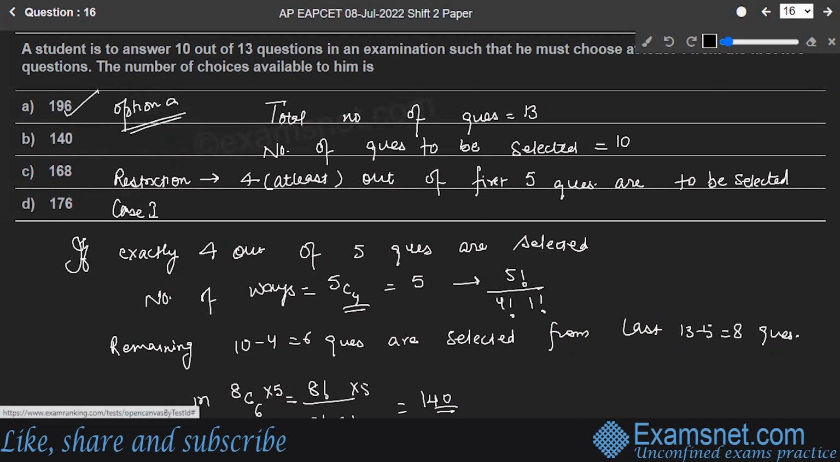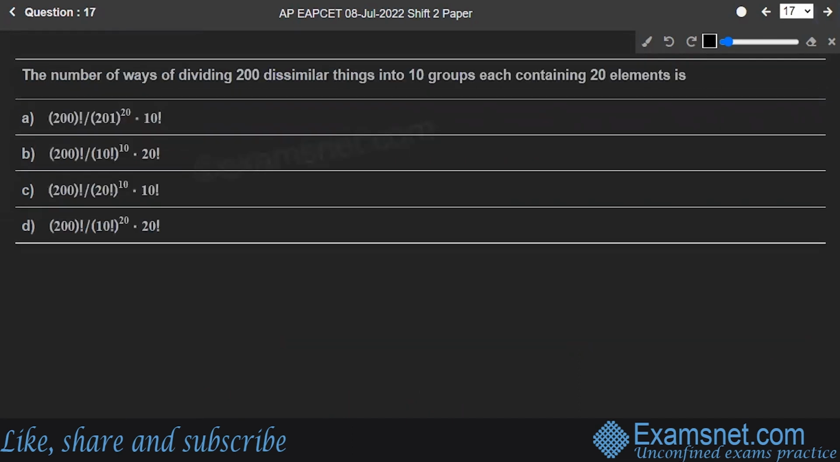Next is question number 17. The number of ways of dividing 200 dissimilar things into 10 groups, each containing 20 elements, is given by which of these ones? Okay, let's understand the problem first of all. If we are given that there are mn objects, you have to divide them into m groups of equal size.